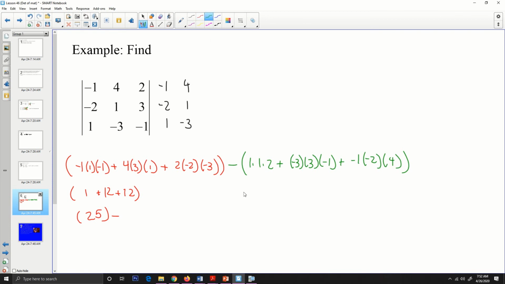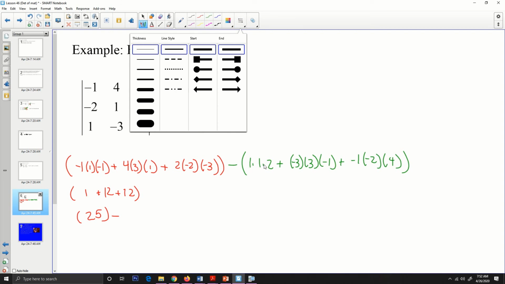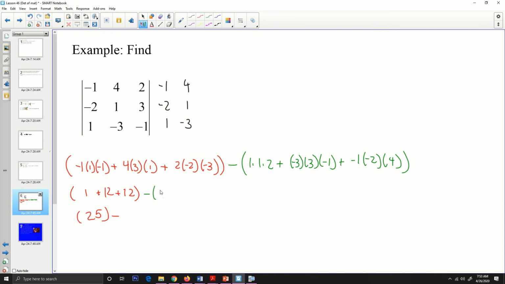Let's see here. 1 times 1 times 2 is going to be 2. -3 times 3 is -9, and -9 times -1 will be +9. And then I get a +2 times 4 will be 8. And so, 2 and 9 is 11, and 8 is 19, leaving me with a final answer of 6.